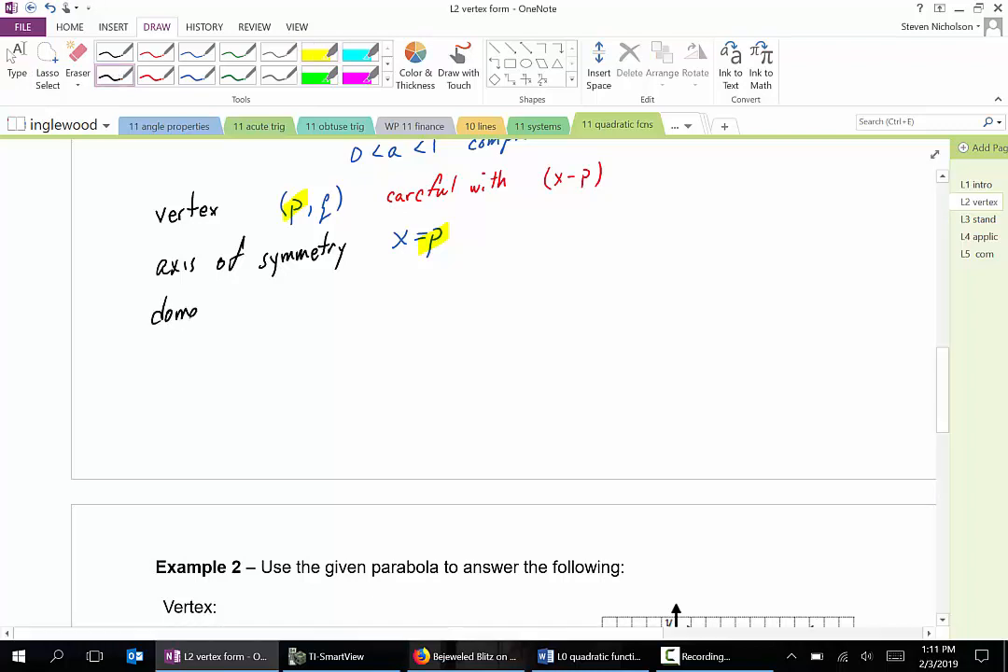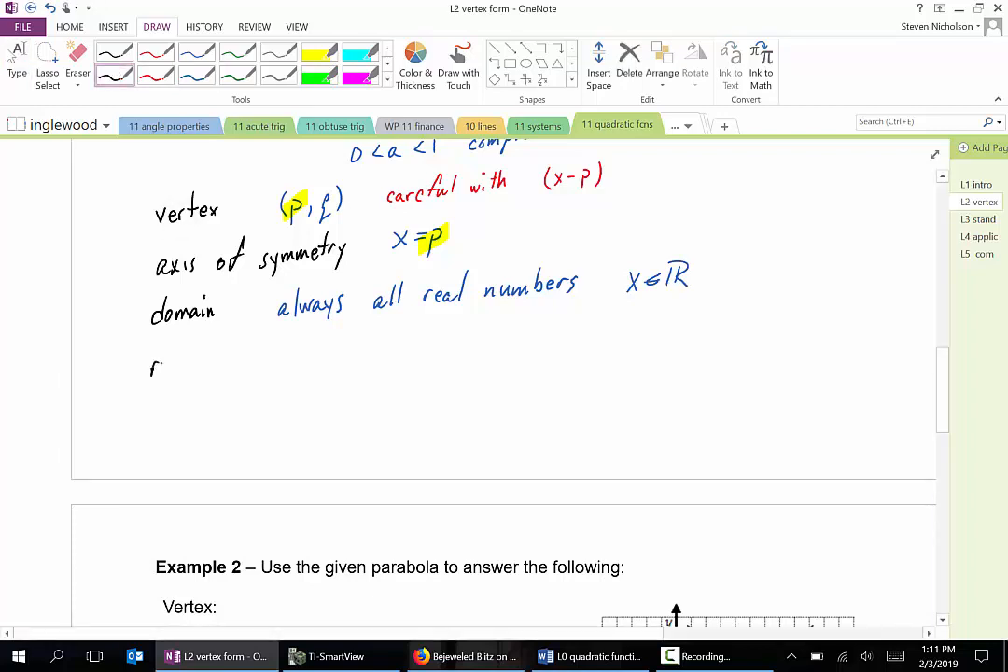Domain. Well, this is super easy. But again, you have to see it. You have to believe it. It's always all real numbers. And all real numbers are just all the numbers: cube roots, square roots, decimals, fractions, nice numbers, negatives, whatever. And the way you write that is x is an element of that funny looking R.